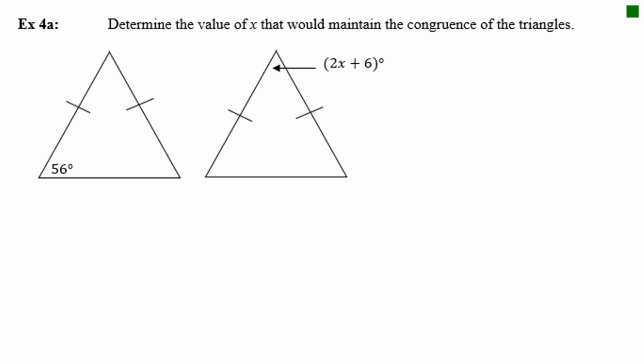Example 4a, determine the value of x that would maintain the congruence of the triangles. So in this particular problem, we want to find the value of x, okay? You'll notice that the only place we see x is right here in this degree measure. So that tells me that this angle right here measures 2x plus 6 degrees. So we got to figure out x right there.